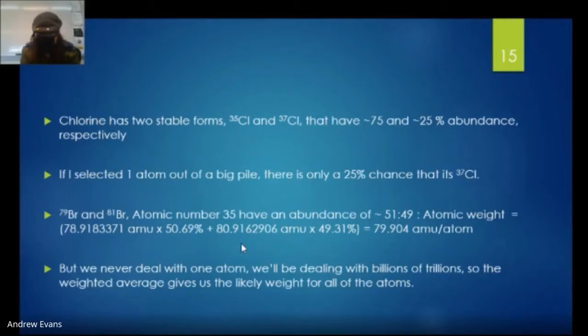Because we'll never really deal with one atom. We'll be dealing with, I said, billions and trillions. So we will need these. So when we use the number from the periodic table in later chapters, we will use this averaged atomic weight, not the atomic mass.